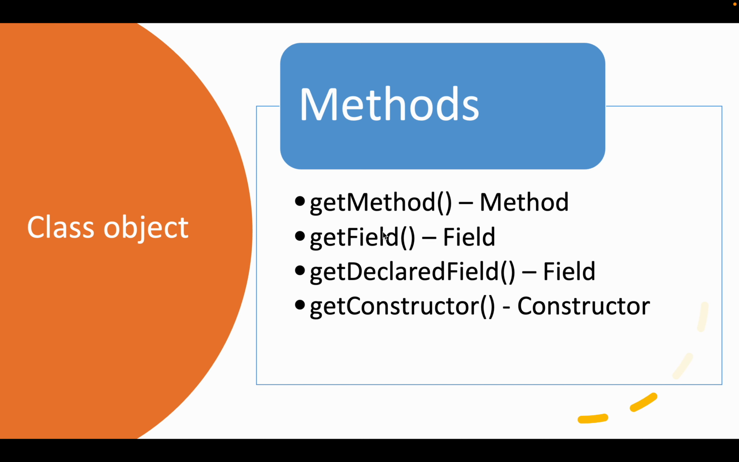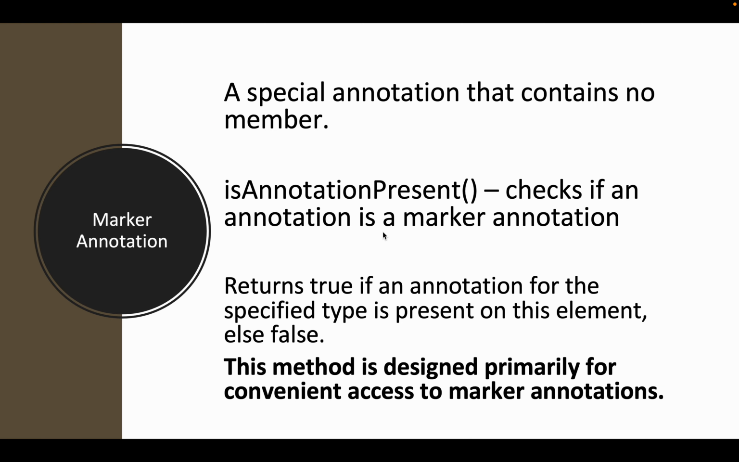You can just open your class and then introspect it to see other methods inside that class object. Then there is what you call a marker annotation, a special annotation that contains no member at all, and you can use isAnnotationPresent to check if an annotation is present. This isAnnotationPresent is used in that sense and in other cases.